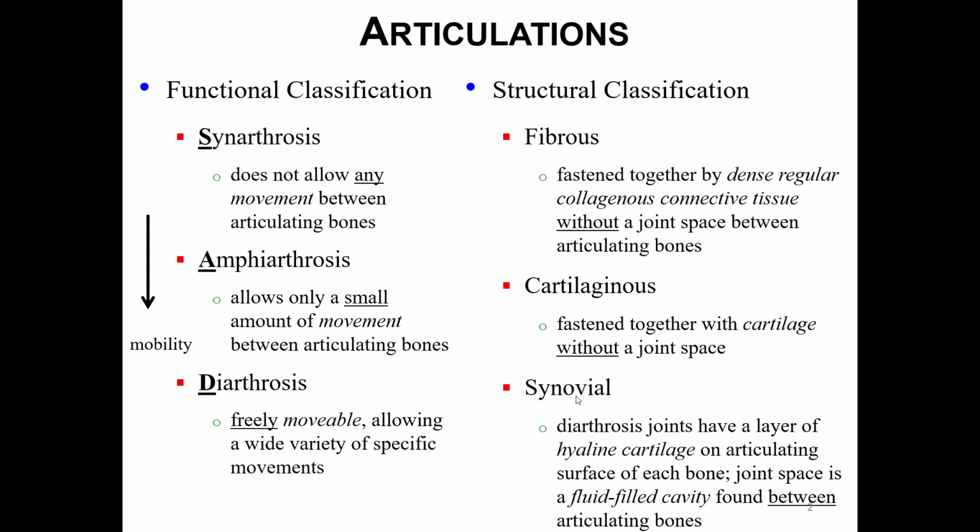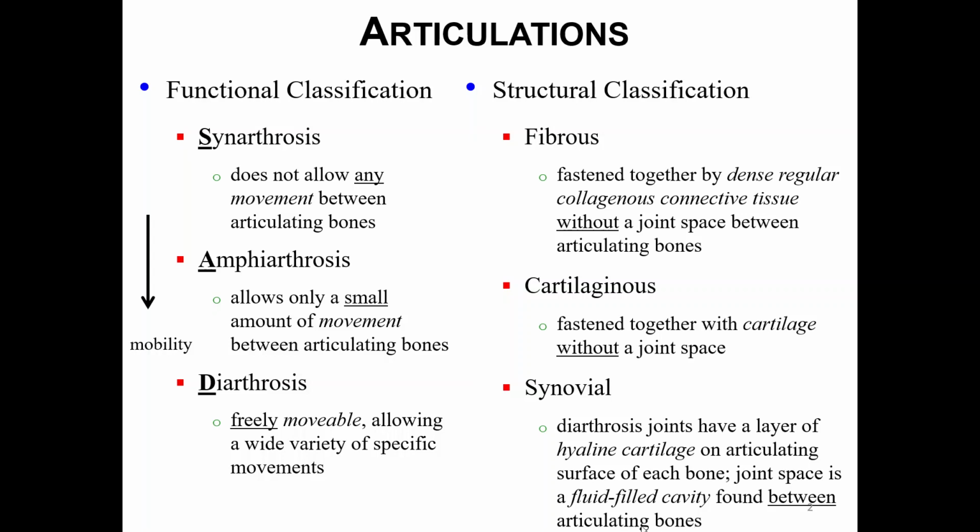And then we have synovial joints. These are diarthritic joints, so these two are basically the same thing. They have a layer of hyaline cartilage on the surface of the articulating bone. So if you think back to the articular cartilage at the ends of long bones, that's what we're talking about here. We do have a joint space here. We call it a synovial cavity. This is a fluid-filled cavity.